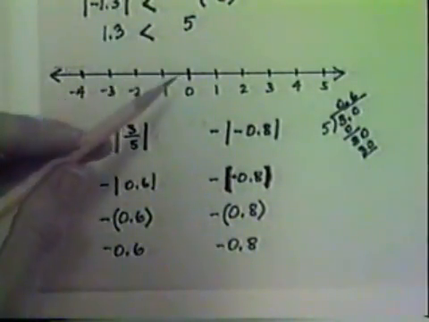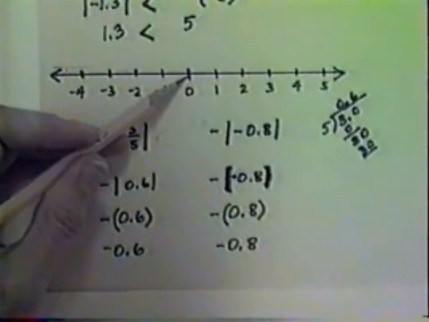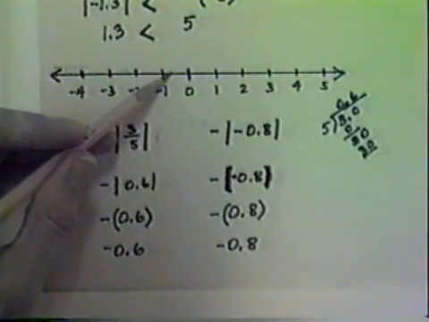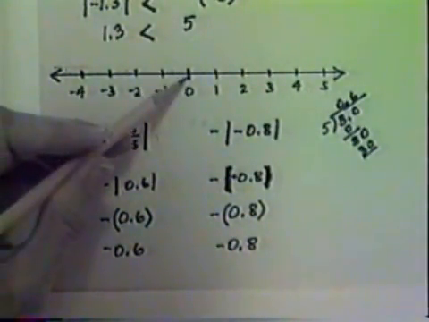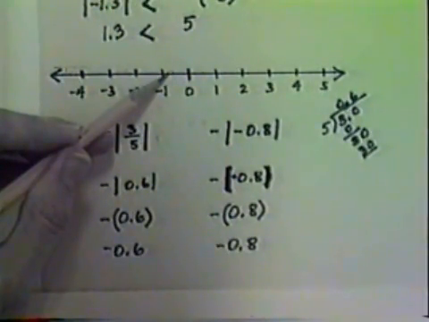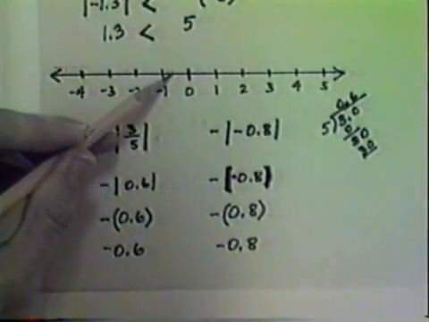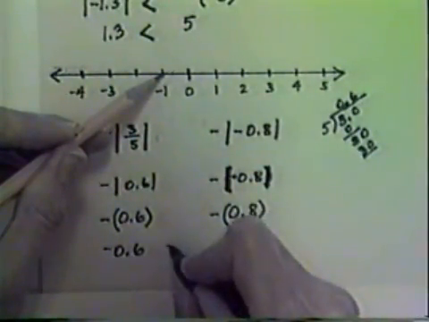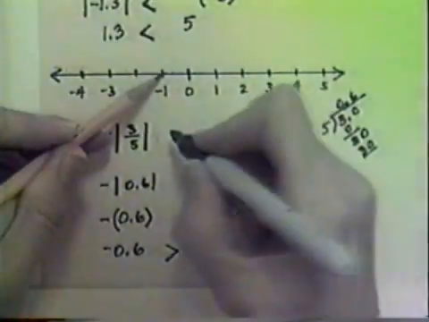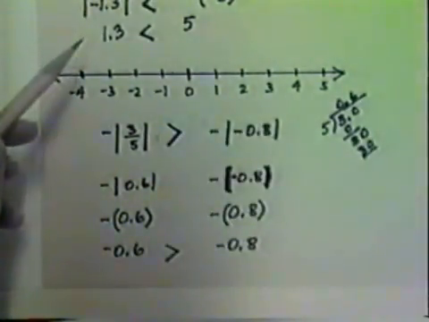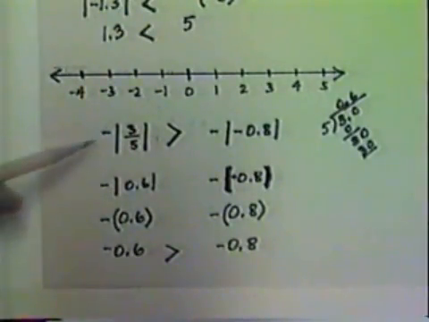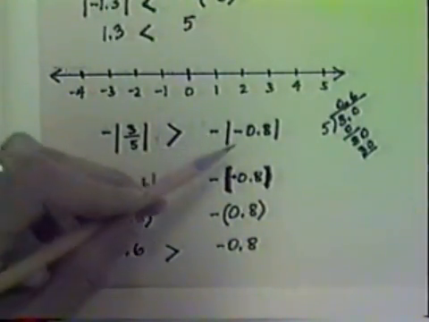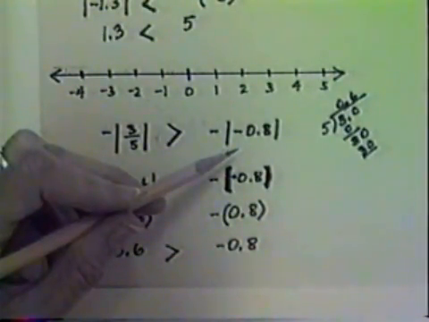Negative 6/10 would be to the left of 0, going 6/10 of the way down, so that would be somewhere right about here. Opposite of 8/10 or negative 8/10 is 8/10 of the way down toward negative 1. Negative 6/10 is to the right of negative 8/10. That means the symbol here must be greater. Therefore, at the beginning, the symbol would be greater. So, opposite of the absolute value of 3/5 is greater than the opposite of the absolute value of negative 8/10.